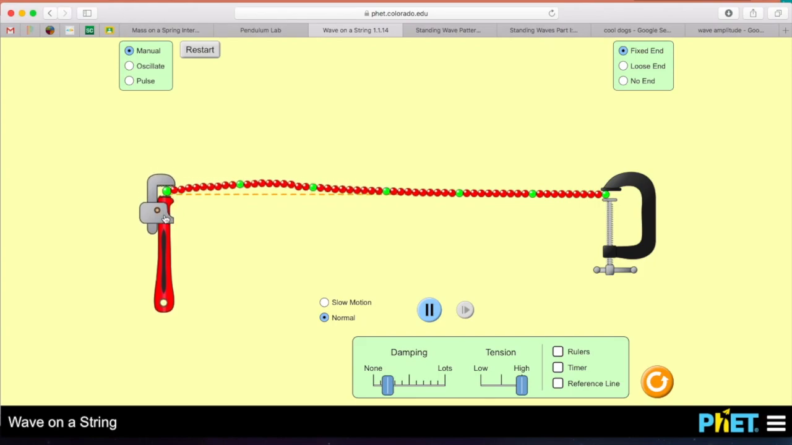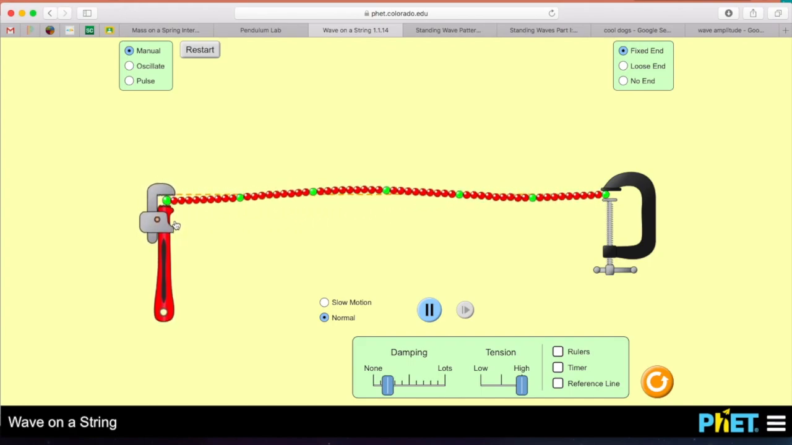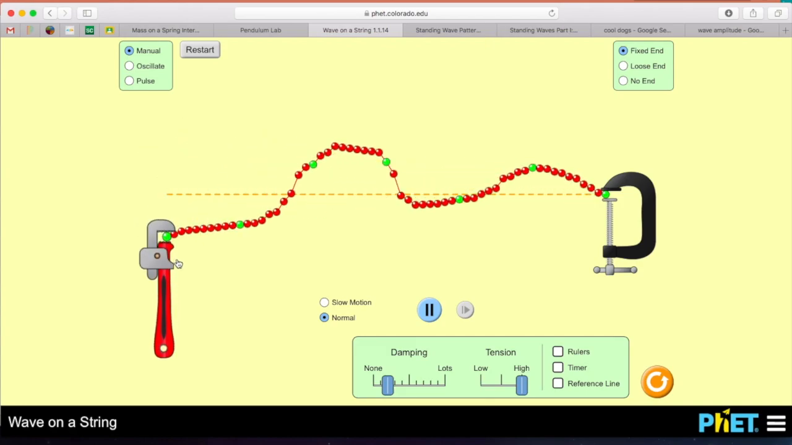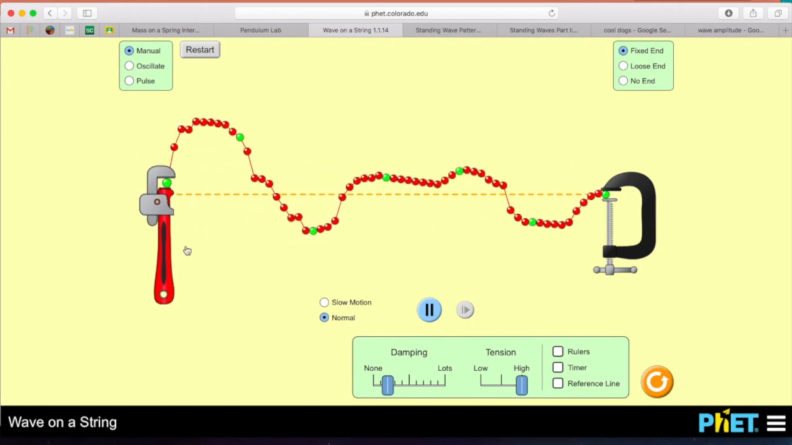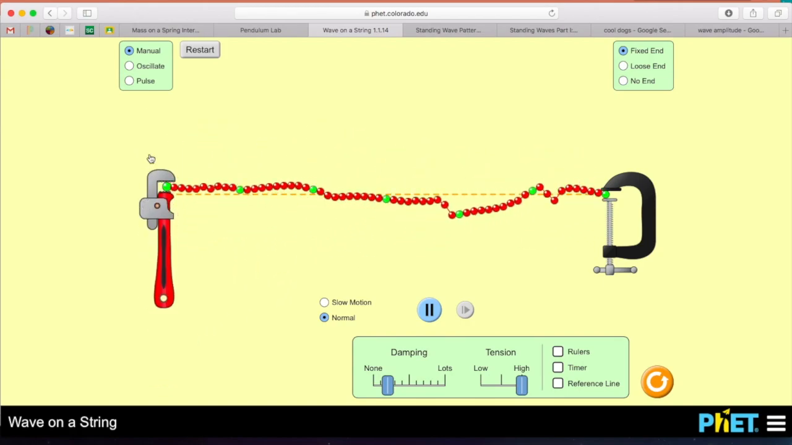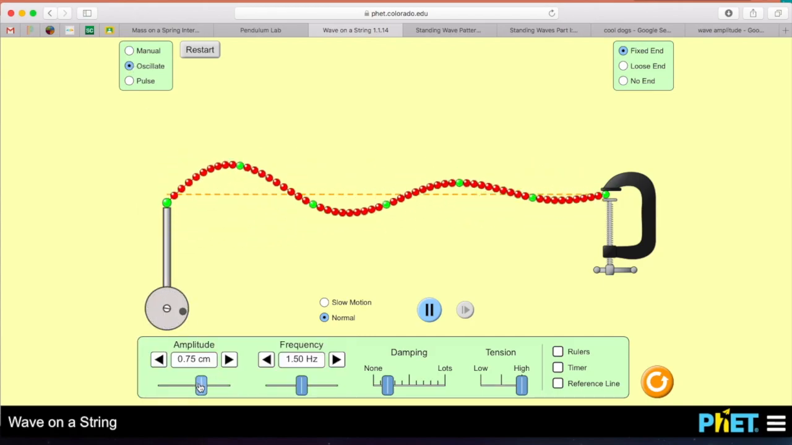If I wiggle this around with just a little bit of energy, you can see that the amplitude is very, very small. These particles do not deviate much at all from their equilibrium position. However, if I put lots of energy in, then the amplitude is much bigger now. These particles are deviating quite a bit from their equilibrium position. Does that make sense?